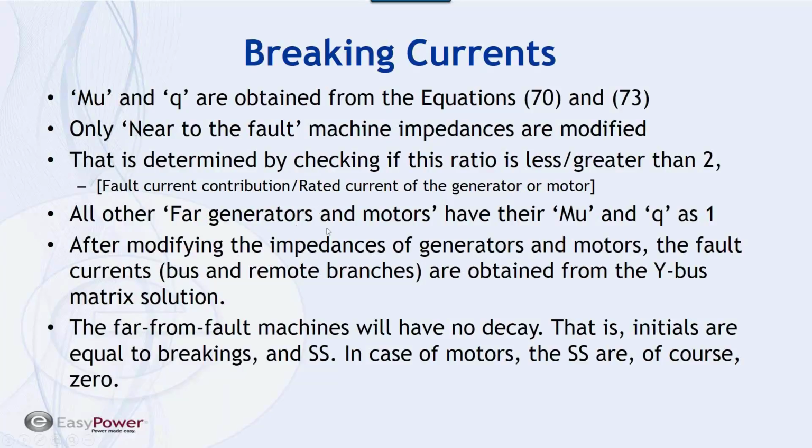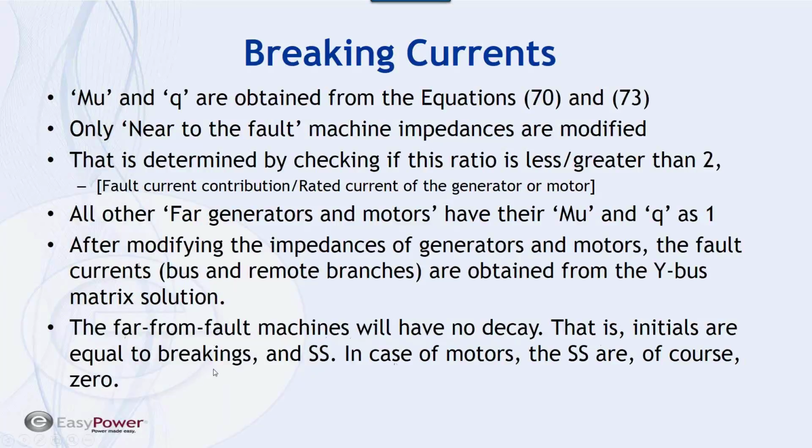All other far-from-generator and motors have their mu and Q as 1, and if that's 1, their impedances don't change, they're not going to have any decay. After modifying the impedances of generators and motors, the fault currents, bus, and removed branches are obtained from the Y matrix solution, which is a technical, classical approach to solve short circuit networks. The far-from-fault machines will have no decay, as I mentioned many times so far.